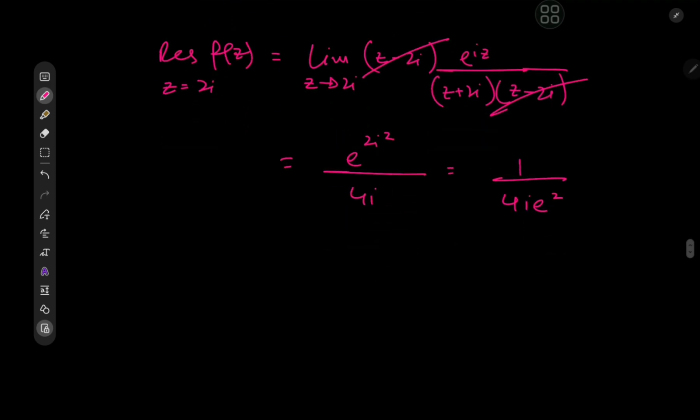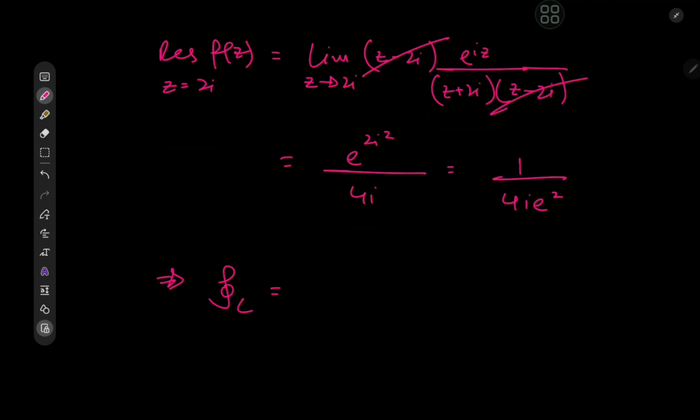And this implies that the integral over the closed contour C equals 2 pi i times this residue, 1 by 4i e squared, some cancellation once again. This is pretty nice. So we have pi divided by 2e squared, which looks absolutely gorgeous, but we're not done just yet.